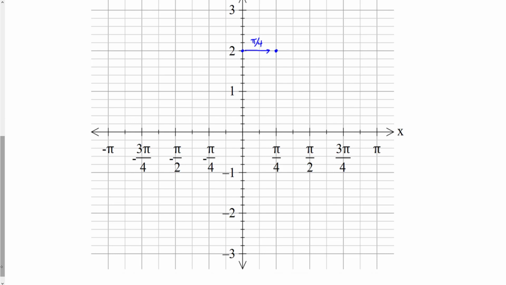Alright, and I'm going to end my cycle. If I'm starting at pi over 4, and I have to end it after a distance of pi over 2, so that's pi over 4 plus 2 pi over 4, which would be 3 pi over 4. So I need to finish by 3 pi over 4.